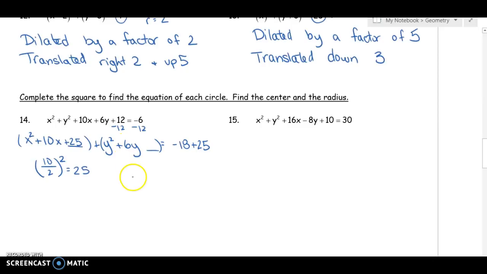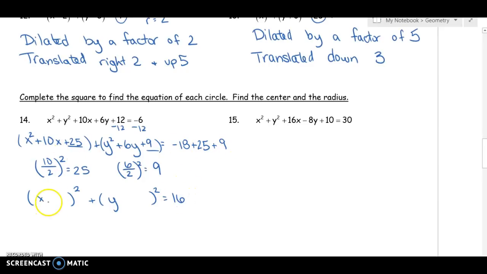I'm going to do the same thing with the y. 6 divided by 2 and we square it, 3 squared, we're going to get 9. So I'm going to add 9 into that parenthesis, which means I have to add 9 to the right side as well. Now, once we have that, these are now perfect square trinomials. The x parenthesis will now be x plus or minus something quantity squared. The y parenthesis will be y plus or minus something quantity squared. And if you add these numbers on the far right, you're going to get 16.